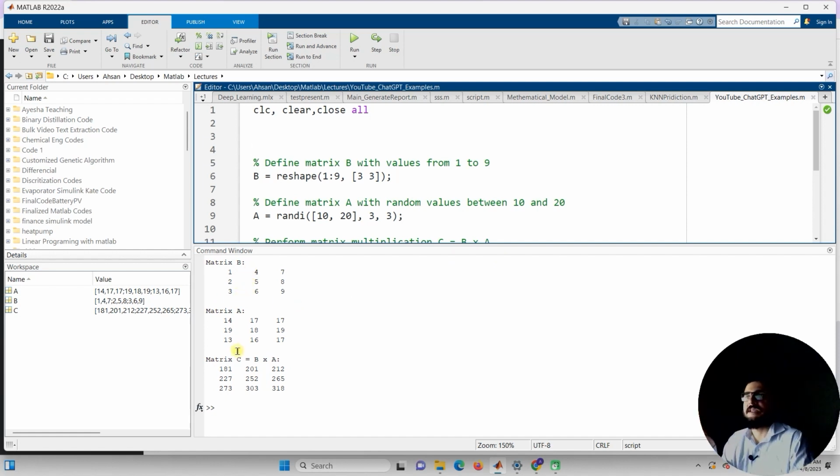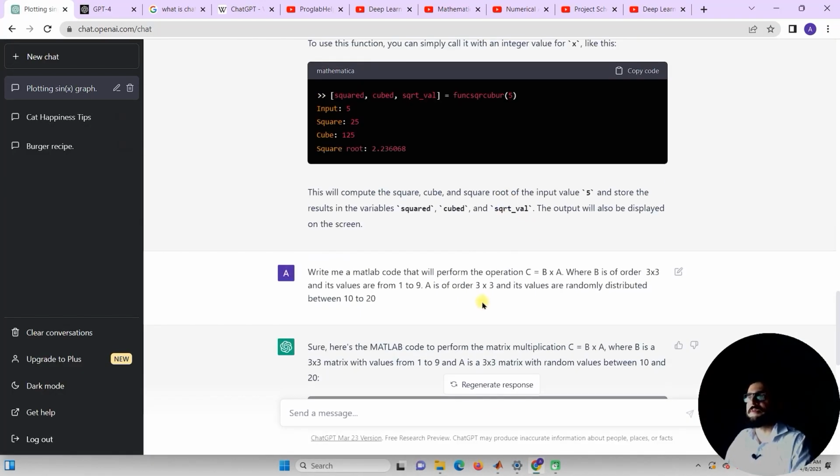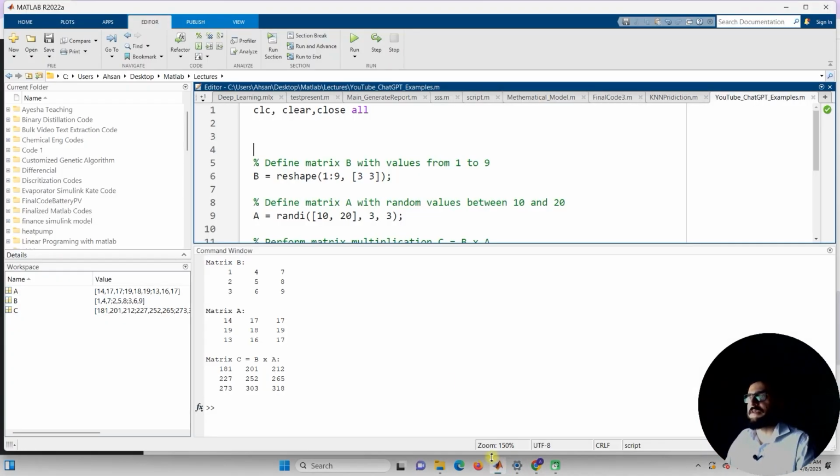As we discussed, we want values of B to range from 1 to 9, and we are seeing that these are the values, just as we asked for. And then we have the values of matrix A, like 14 to 17. If you remember, we asked ChatGPT that we want the values of A to be randomly distributed between 10 and 20, and it generated the matrix as we asked for.